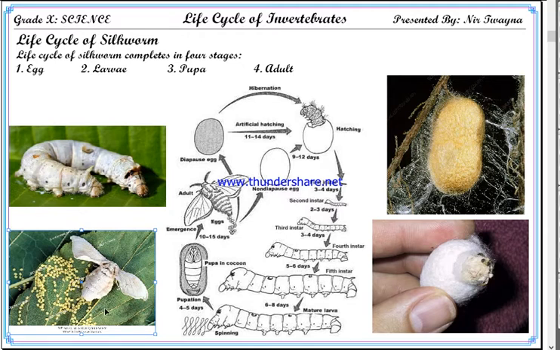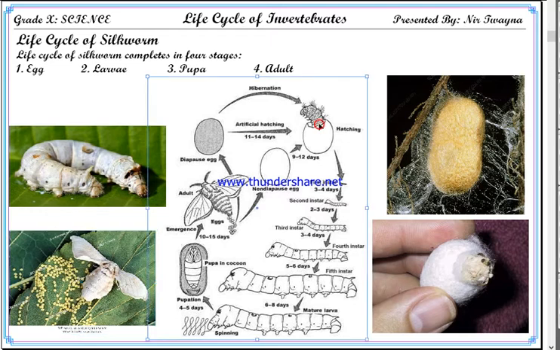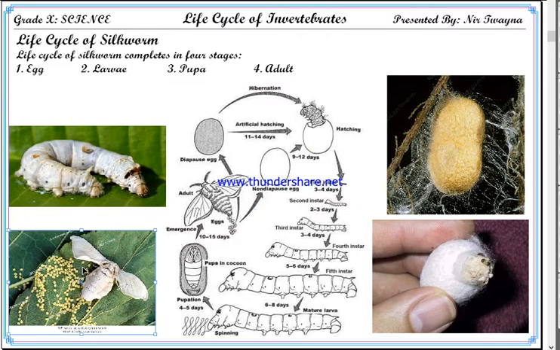After 11 to 14 days, in around 2 weeks, the eggs hatch into larva. The larva which has just hatched from egg is called first instar, and it is very small, like a thread of hair. As soon as they hatch from egg, they get on the surface of the mulberry leaf, and their food is mulberry leaf.